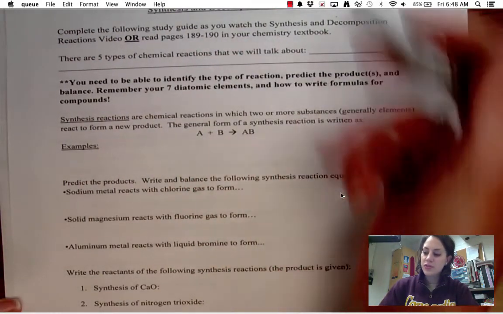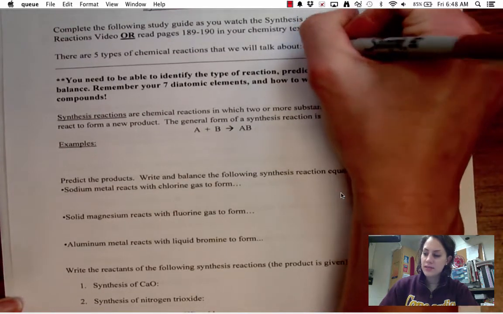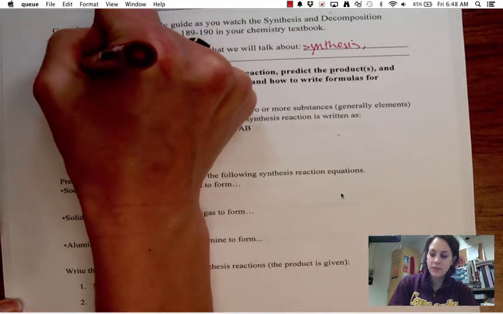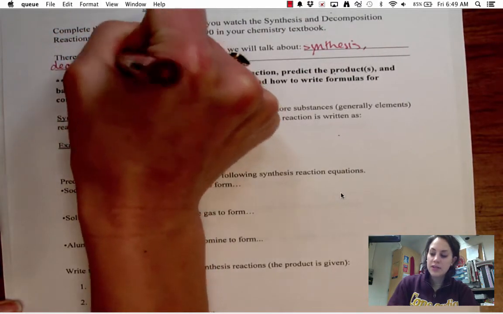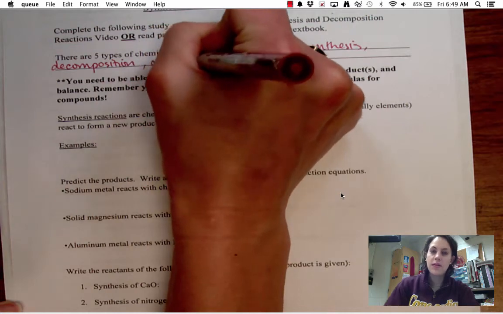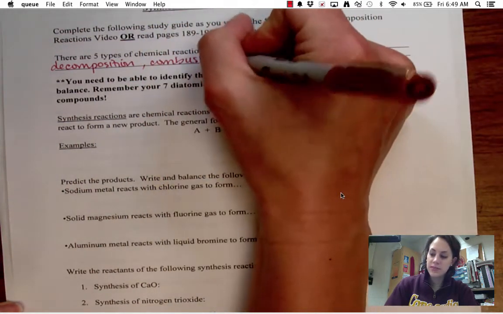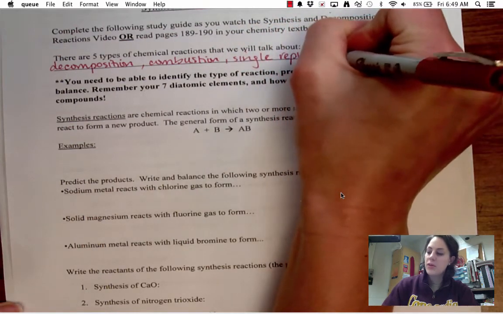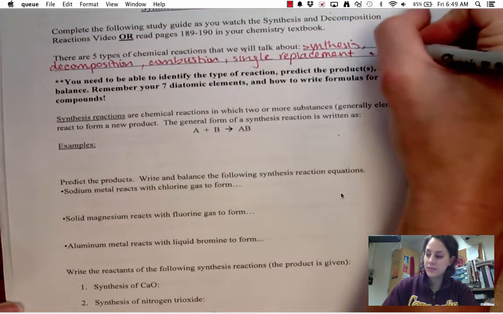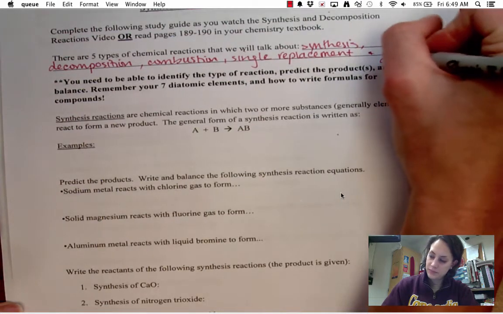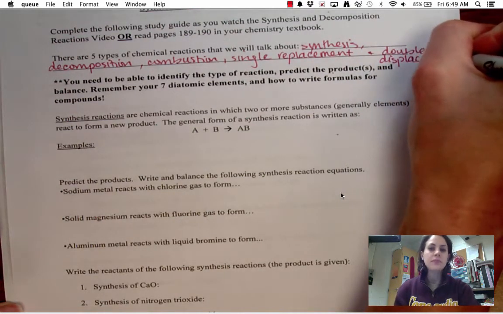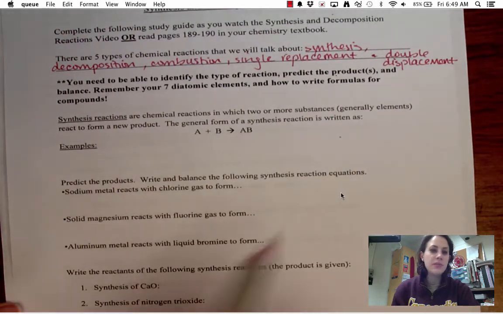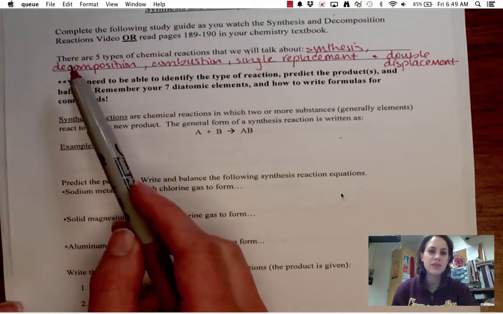So the first two are synthesis, and we have decomposition. We also have combustion reactions. We have single replacement, and we also have double displacement. Okay, those are the 5 types. This video is going to cover synthesis and decomposition, and the other 3 we'll be talking about separately.